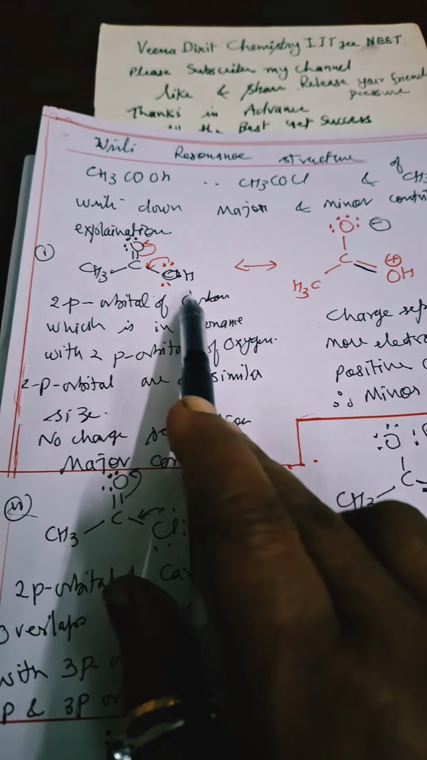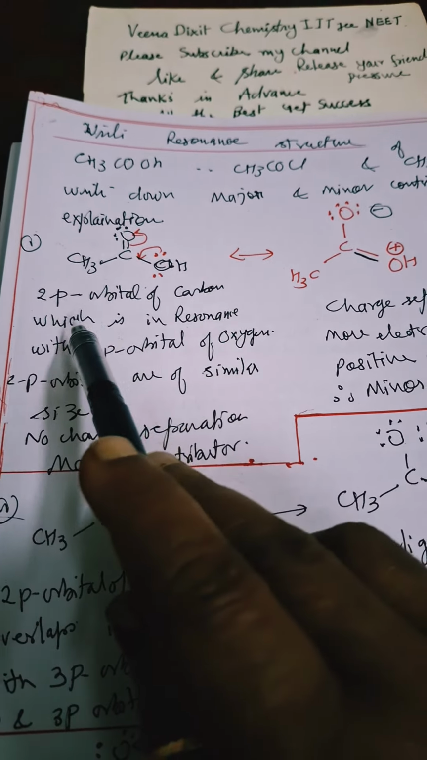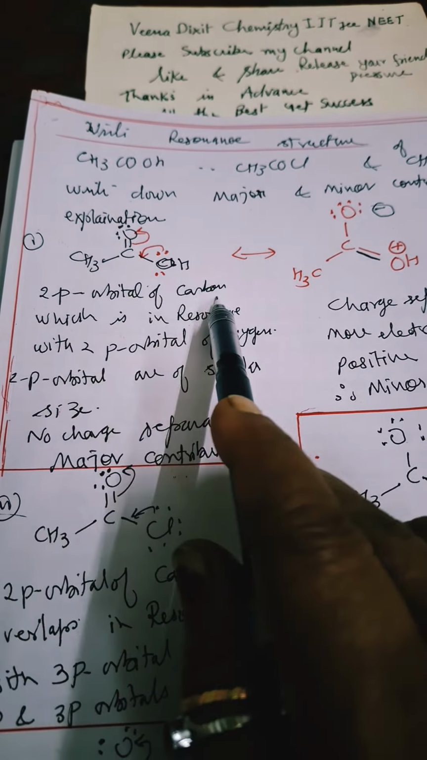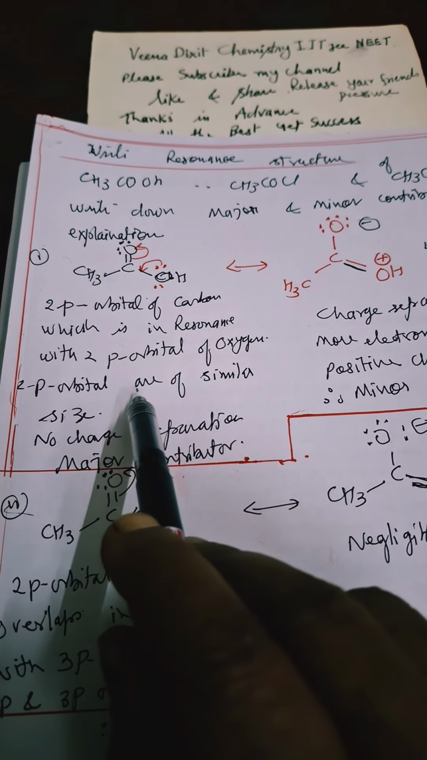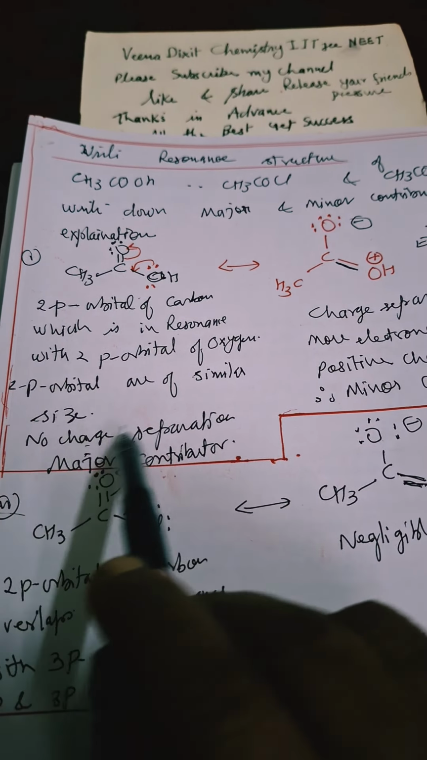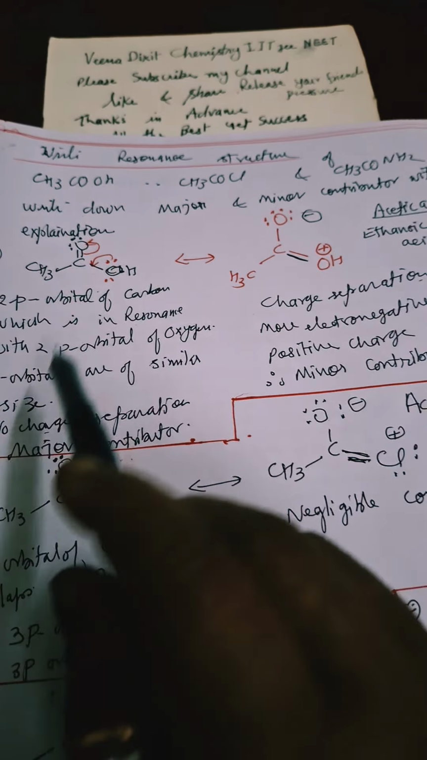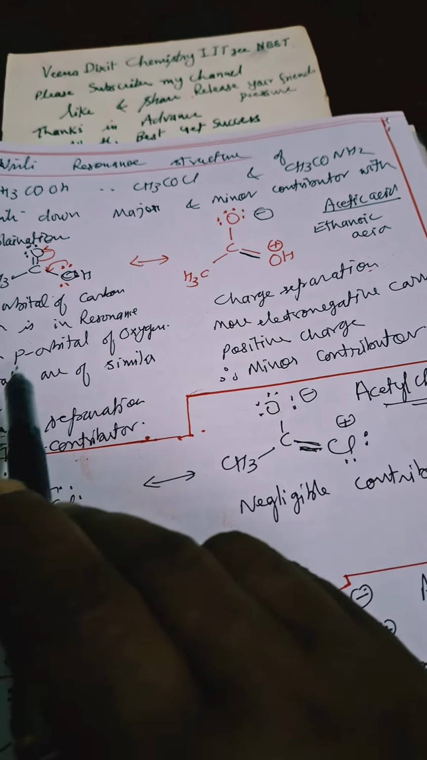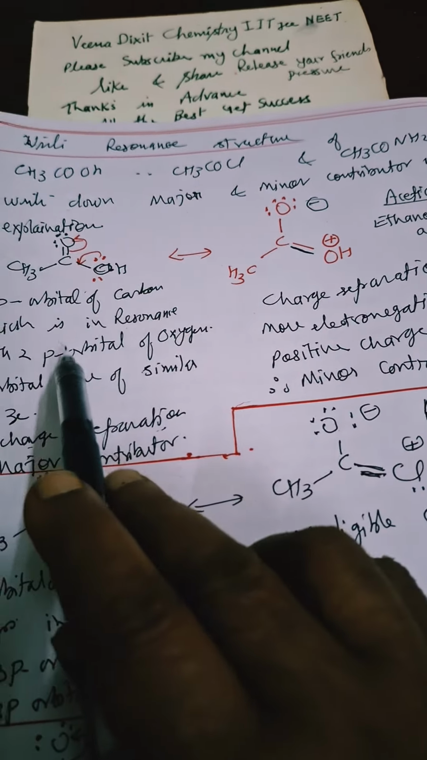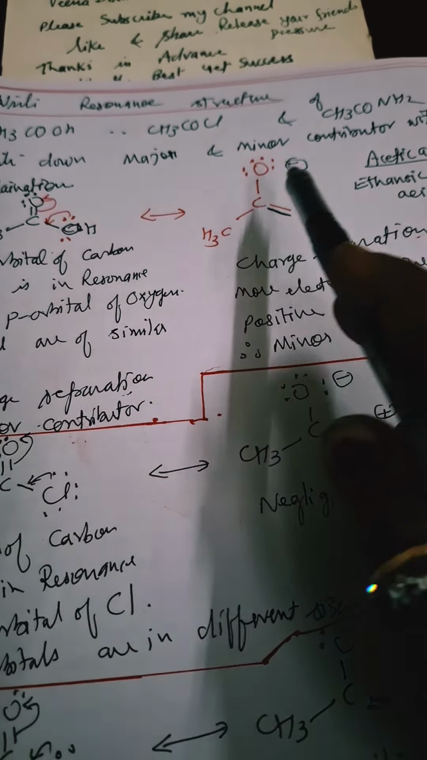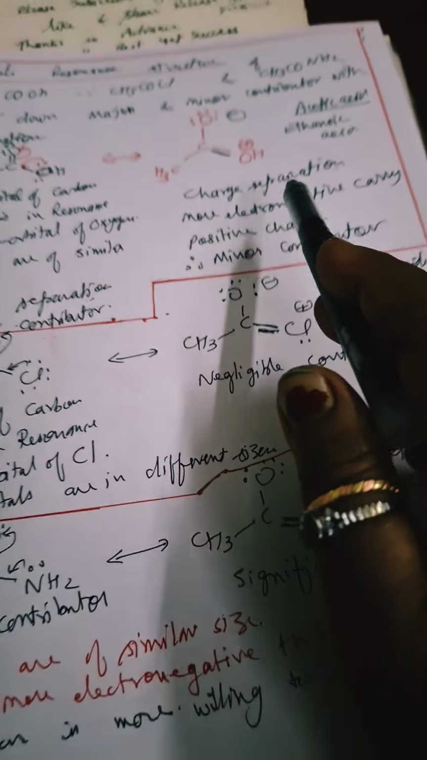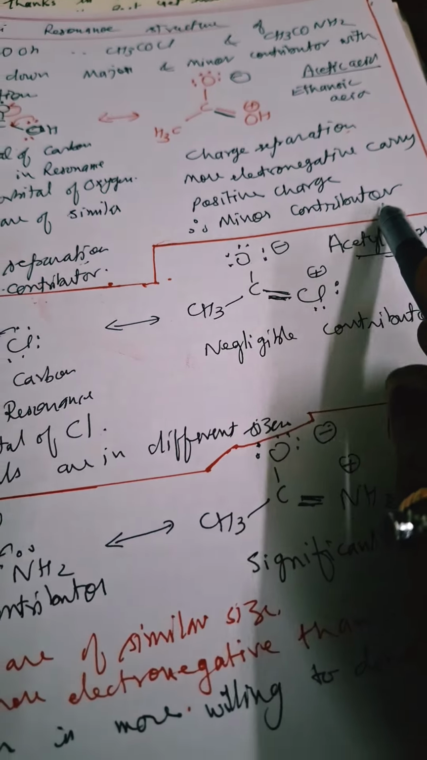Why? Because there is no charge separation, and secondly the 2p orbital of carbon is in resonance with the 2p orbital of oxygen, where the lone pairs of electrons are present in a 2p orbital. They are the same size, so effective overlapping will take place and there will be good conjugation. So no charge separation, so major contributor. In this case there is a positive charge on this oxygen and a negative charge on this oxygen. There is charge separation, so it is a minor contributor.